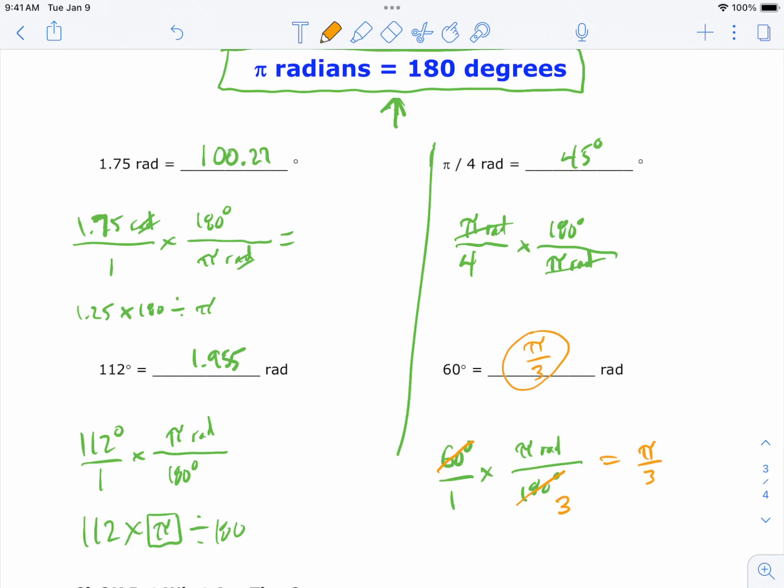I show you this because you run into this stuff a lot, where people specify the angles using pi. So pi over 3 radians, pi over 4 radians.